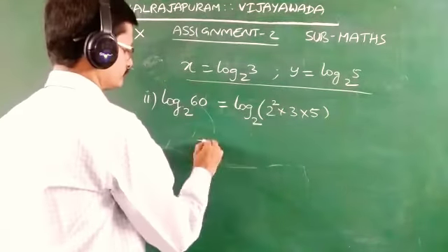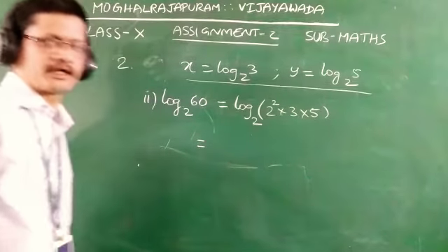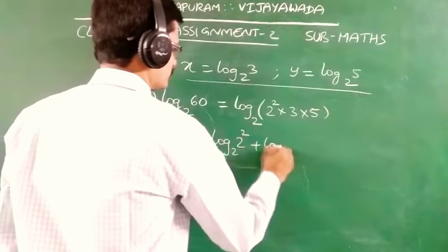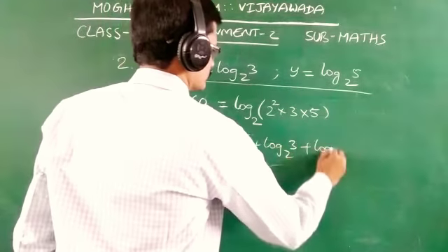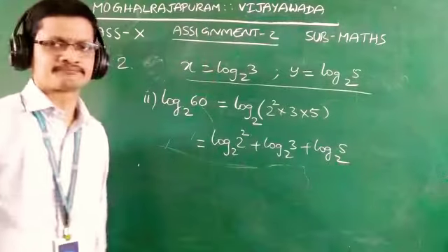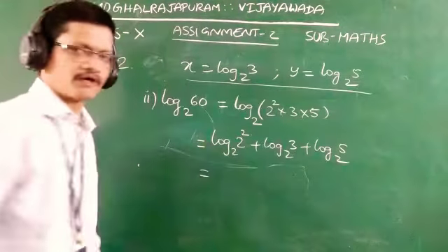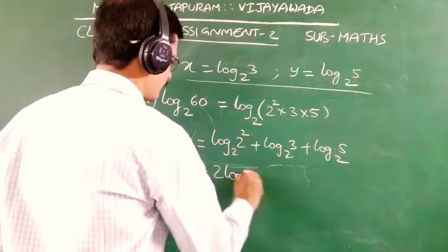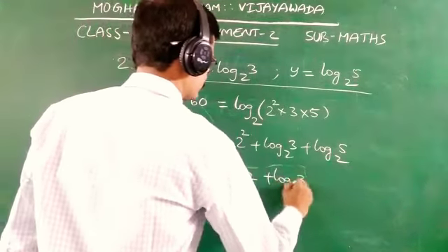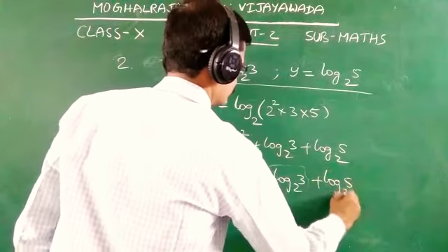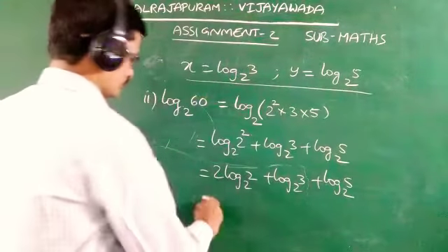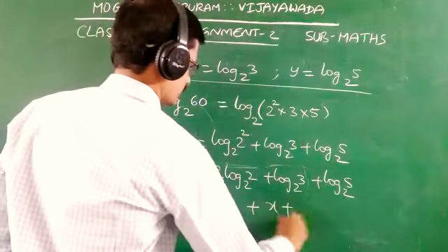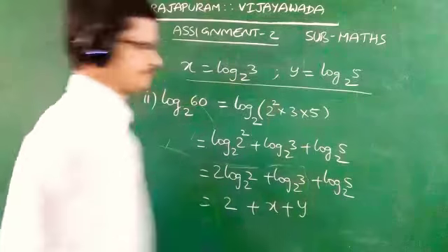Base 2. Now, what is the formula for log AB? Log A plus log B only. Is it right? Now, what is the formula for log A power m? Log A power m to the base b is equal to m log A to the base b. Now, what is log 2 base 2? 1. So this is 2. Log 3 base 2 is x and log 5 base 2 is y.